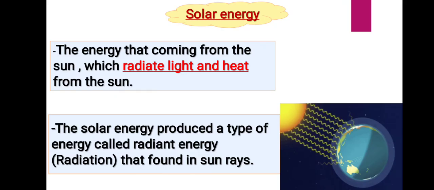After that, do you know what solar energy is? Yes, solar energy is the energy that comes from the sun. And the sun gives us what? The sun gives us light and thermal energy. So solar energy is the energy coming from the sun, which is the light energy and thermal energy. The light and the thermal energy coming from the sun are called solar energy.